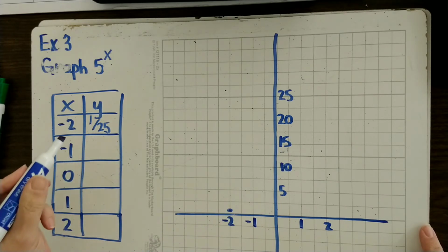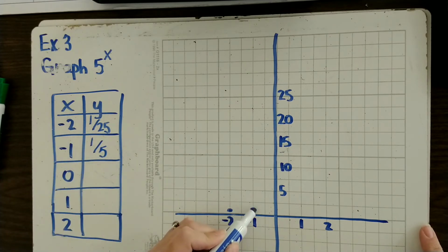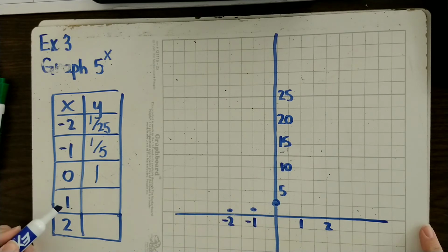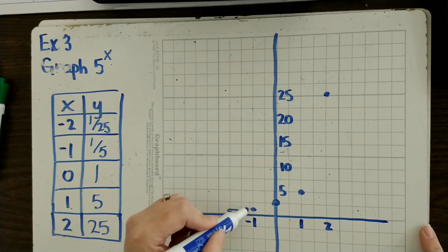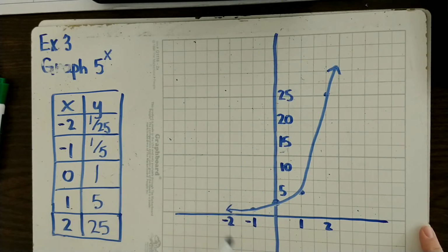And then when we had -1 for x, y is 1/5. When 0 was x, y was 1. When 1 was x, y was 5. And when 2 was x, y was 25. So you can see the exponential growth here as we go from left to right on our x-axis.